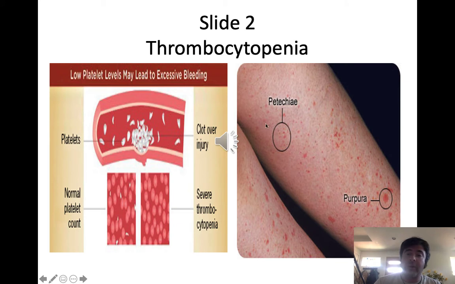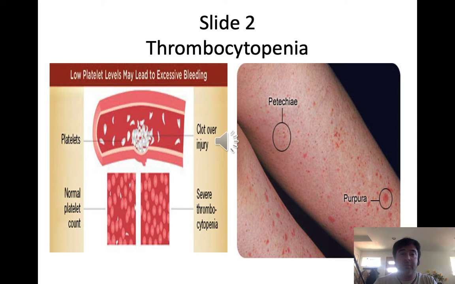People who are thrombocytopenic for whatever reason tend to present with these little bruises, either these larger bruises called purpura or these small pinpoint hemorrhages referred to as petechiae. So just keep that in mind, and that's thrombocytopenia. And there's a lot of different things that can cause thrombocytopenia.